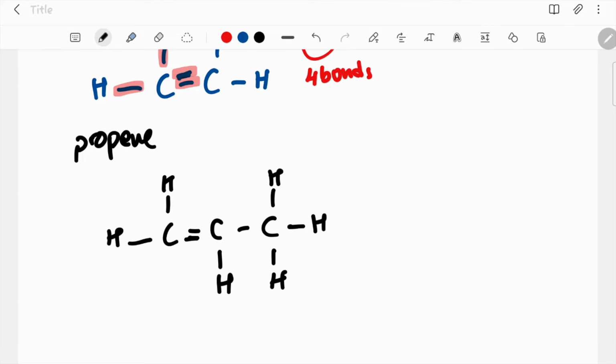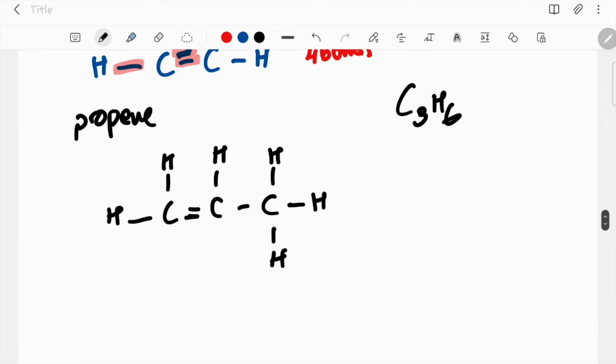We should have how many? So it's going to be C3H6. So we need 6 hydrogens, and we have 6 hydrogens. Good. Now to make this uniform, let me put it up here. So this right here is propene.